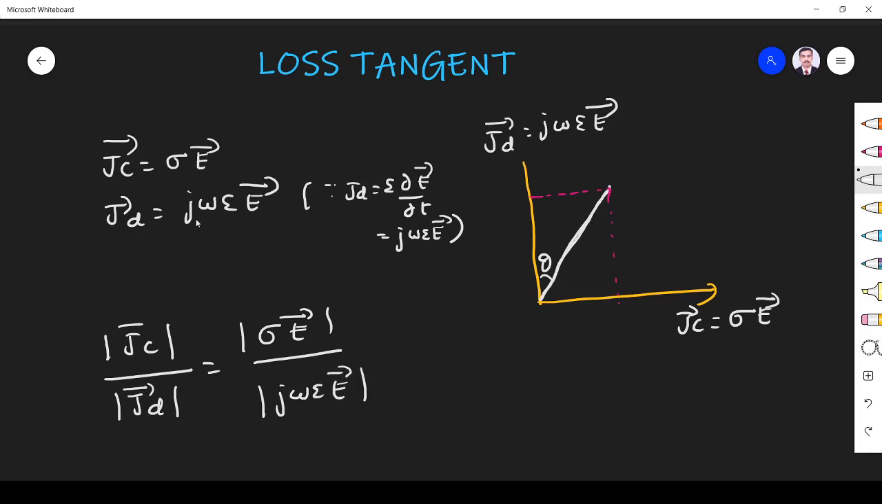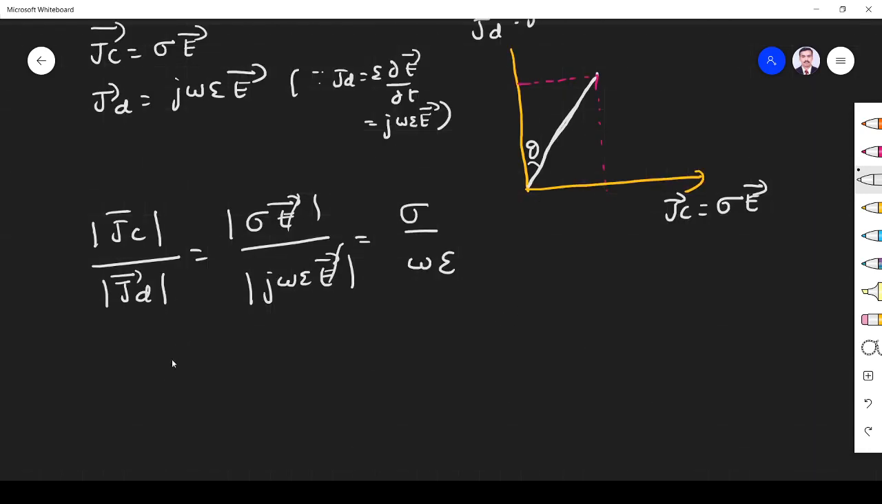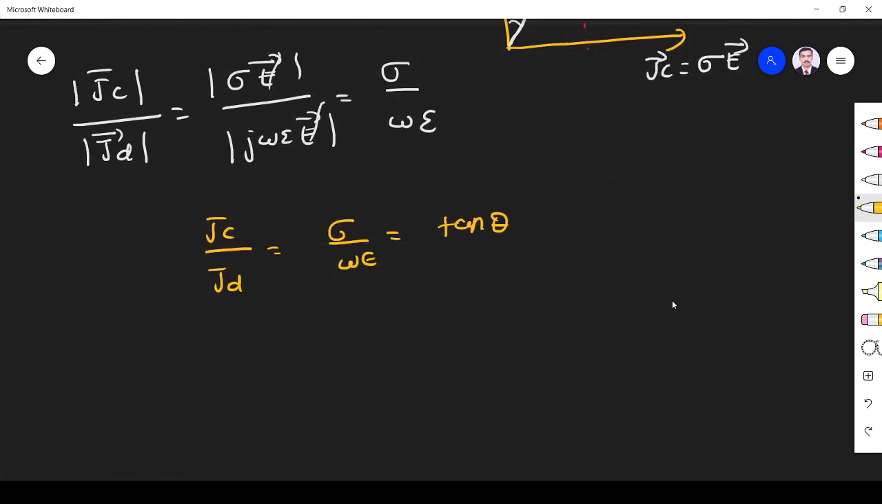Right. As we have studied the phasor form of Maxwell's equations, from that we know these things. E cancels, mod j is 1, so it will be sigma by omega epsilon. So the magnitude of JC by JD is equal to sigma by omega epsilon, that is equal to tan theta, right? This tan theta is known as loss tangent. So tan theta is equal to sigma by omega epsilon. This is known as loss tangent.